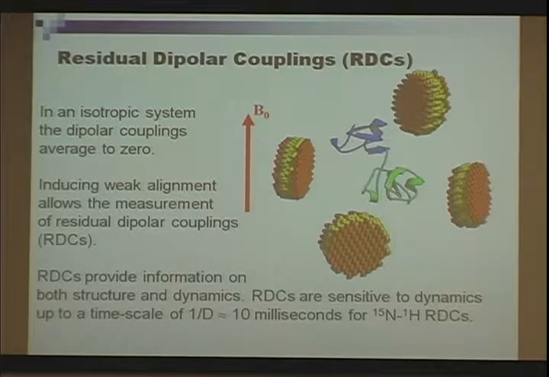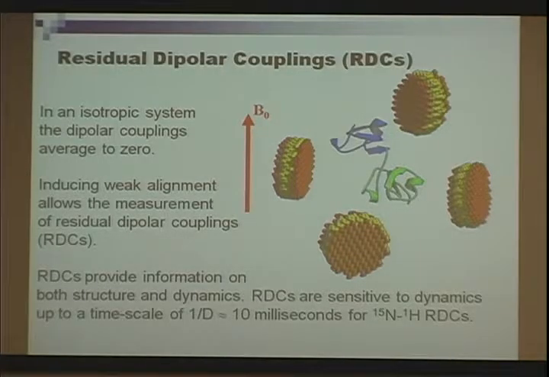And these residual dipolar couplings, physics tells us, provide information about both structure and dynamics, but are sensitive to dynamics up to timescales of 1 over the magnitude of the coupling, which for an NH residual dipolar coupling would mean about 10 milliseconds. So we have two experiments here.